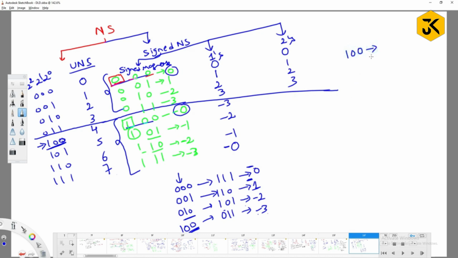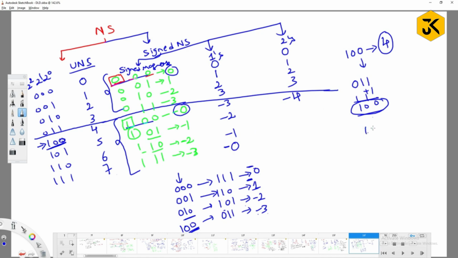Like if you take any number 100, which is actually what value? 4, right? What is its 2's complement? 011. If you add plus 1, you are going to get 100. What is the meaning of this one? Minus 4, right? You have given the 4 as input. I am going to take its complement. So the complement of a number is the negative number, minus 4.